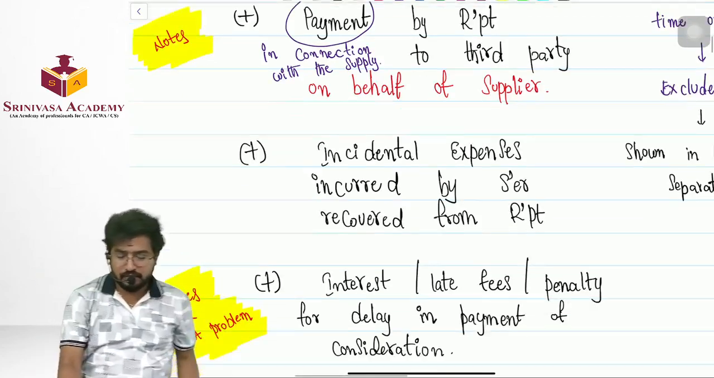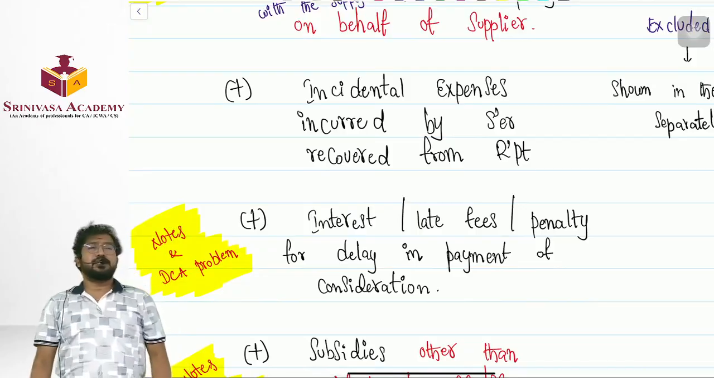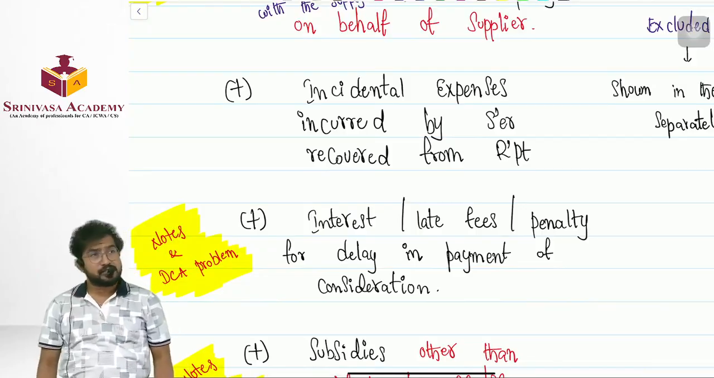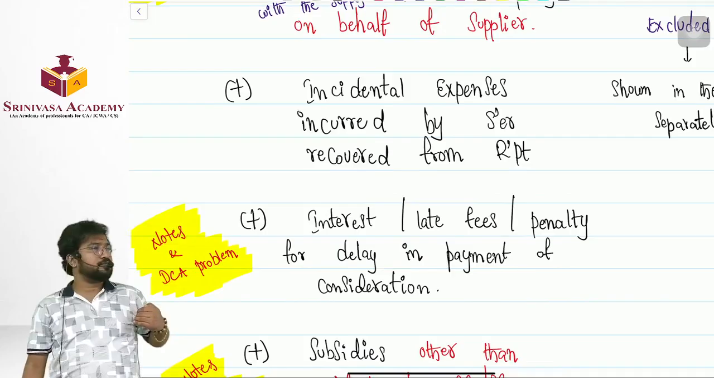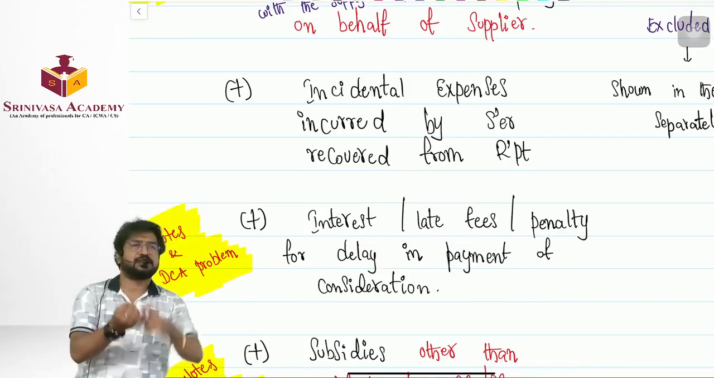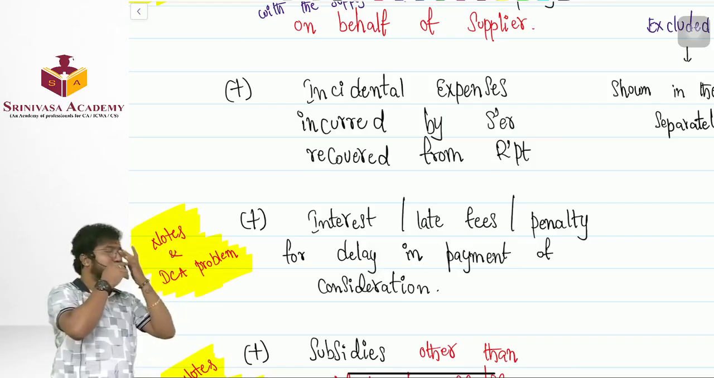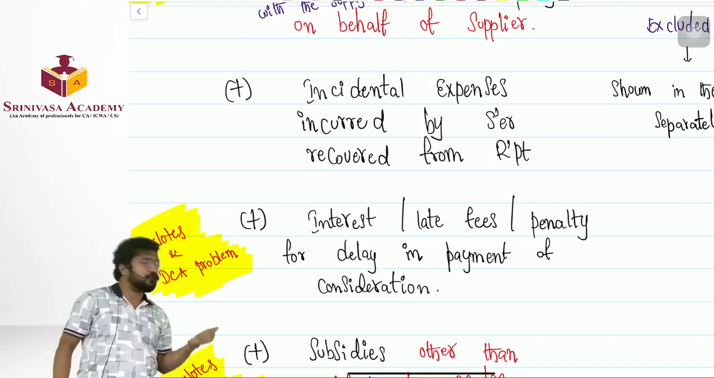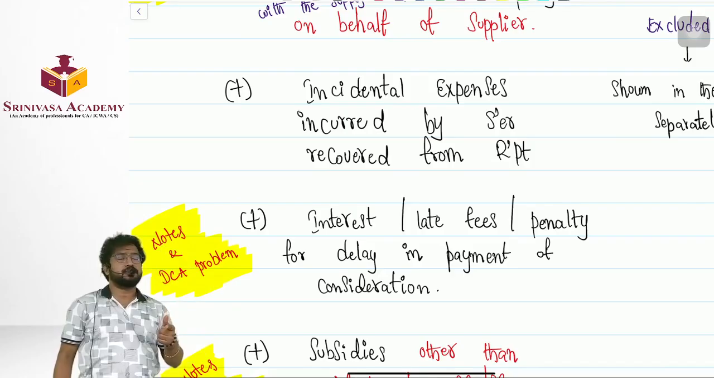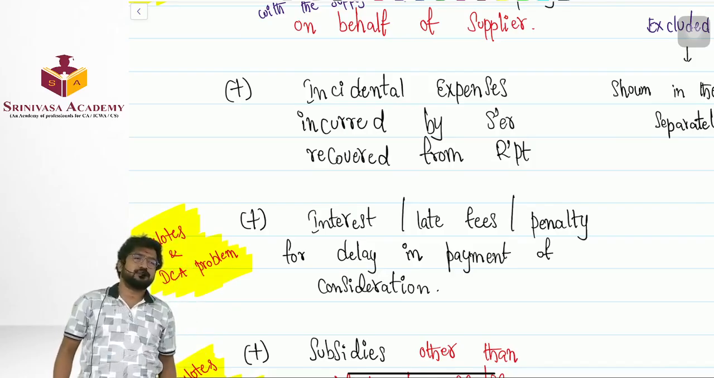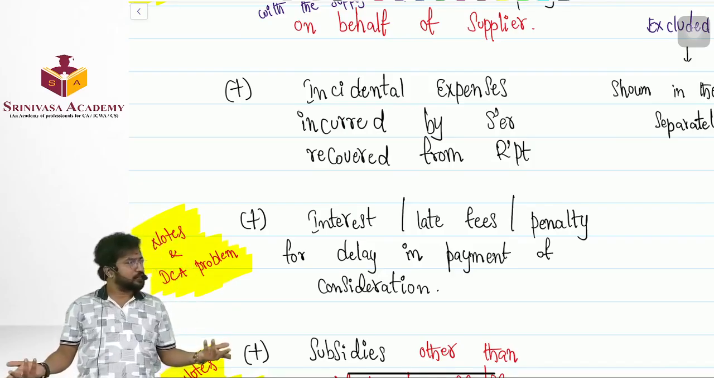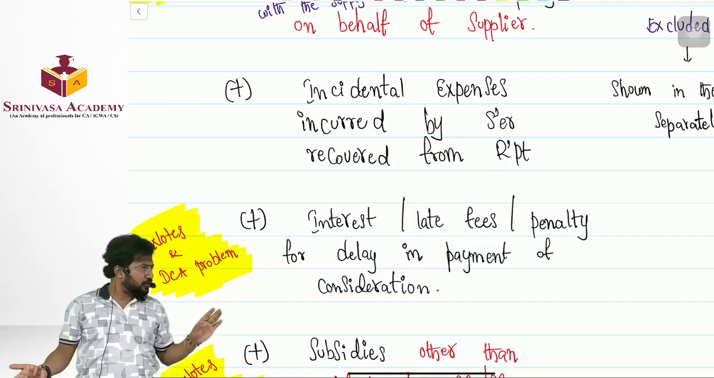Super. Third one, incidental expenses incurred by the supplier and recovered from the recipient: transportation charges, packing charges, testing charges, whatever. Who should incur that? Supplier. But he should recover it from the recipient. If I did not recover, sir, don't add it. That's all. Clear? If you don't recover it, don't add it.